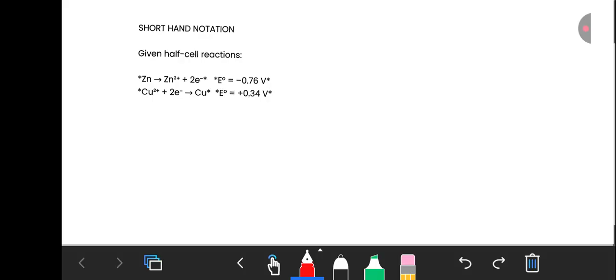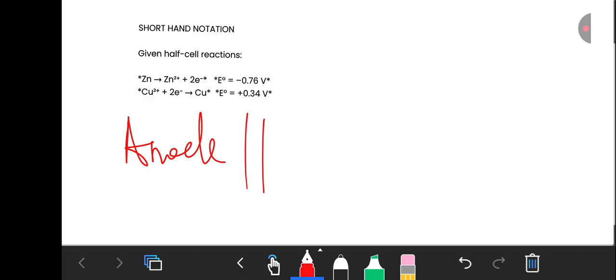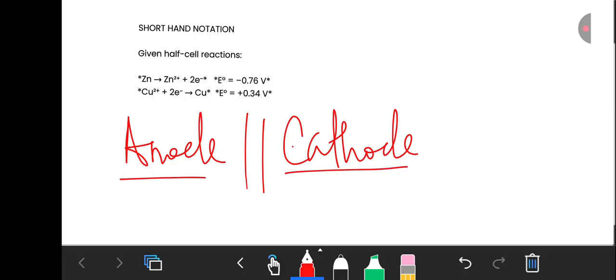So shorthand notation follows this format. You need to start with what is occurring at the anode, then you put these two parallel lines, then you write what occurred at the cathode. So this is how you should write a shorthand notation: anode, two parallel lines, then what is occurring at the cathode. So let's write the shorthand notation for this particular reaction.